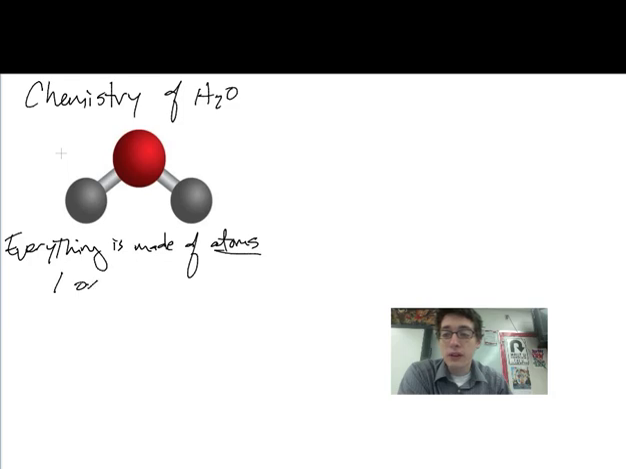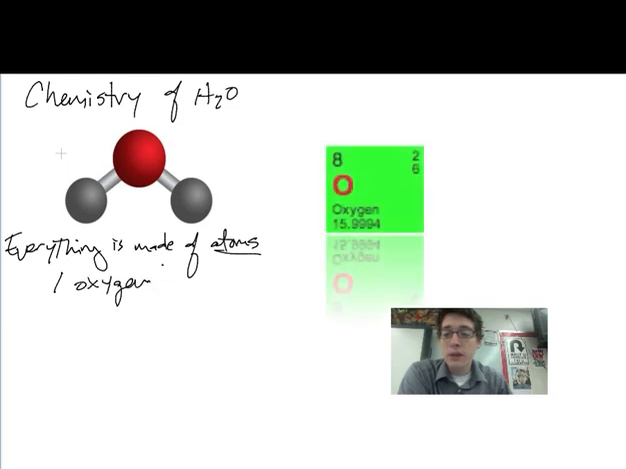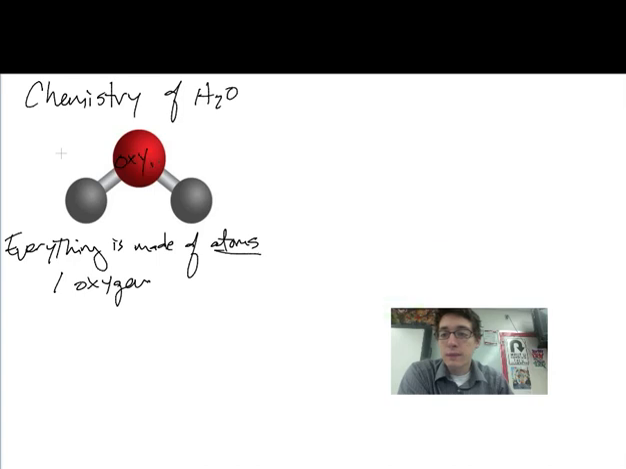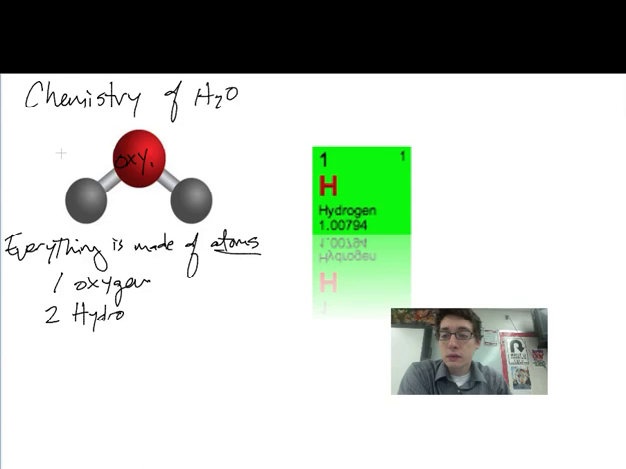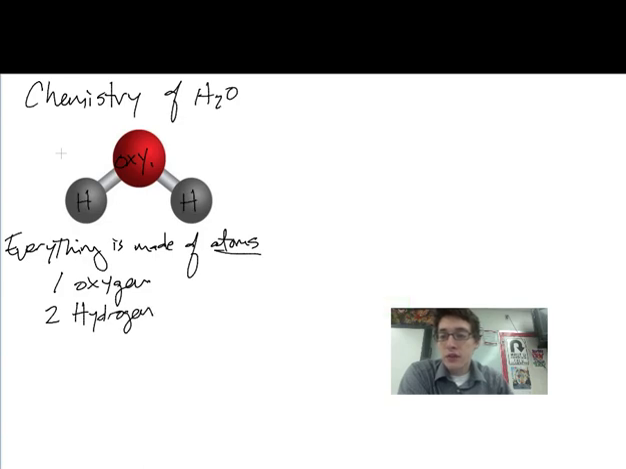There is one oxygen, and that is the red one. So this is oxygen. And then we have two hydrogen. So this is a hydrogen, and this is a hydrogen, and that's what gives us the H2O. So two hydrogens and one oxygen give us a water molecule. And there are some certain properties that this has that give life the chance to succeed on planet Earth.